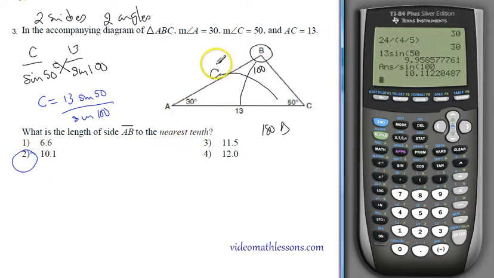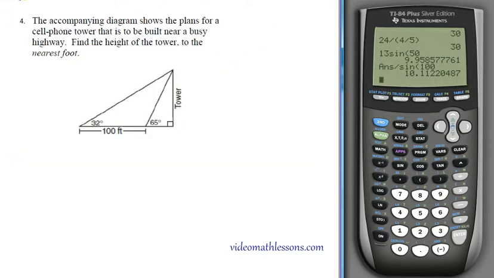Let's try another one. Number 4. The accompanying diagram shows the plans for a cell phone tower that is to be built near a busy highway. How tall is the tower? That's what they're looking for. So, what do we do with this problem? I call this a double law of sines. I'm going to rip these two triangles apart, and we'll do them as two sine problems.